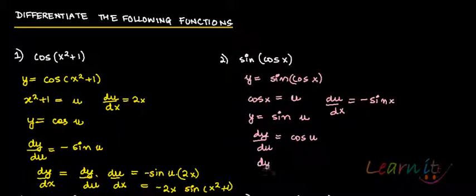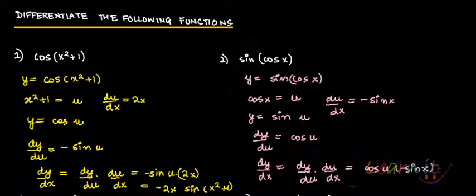But dy by dx is given as dy by du into du by dx, which is cos of u into minus sine x. So simplifying this, you can write minus sine x into cos of, in place of u you will write, cos x.